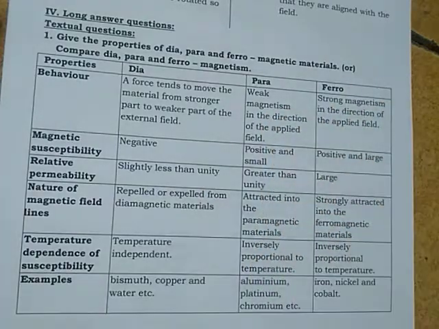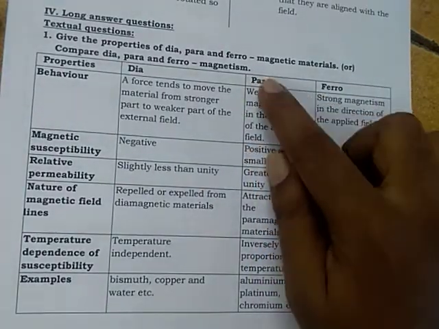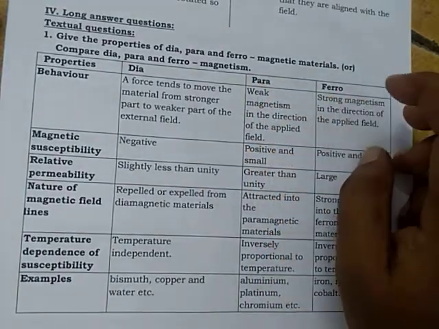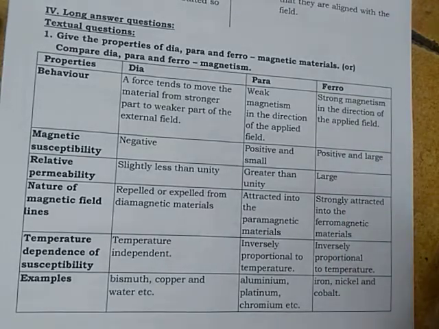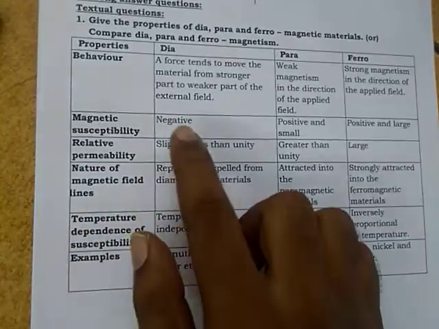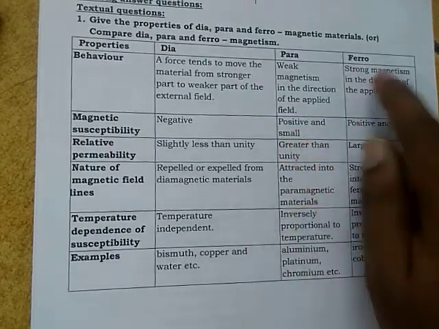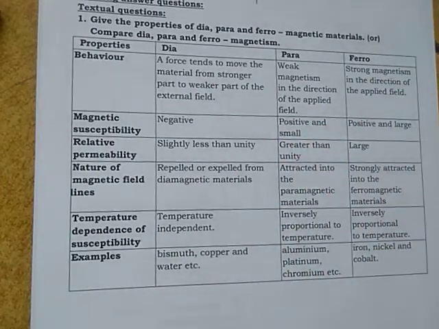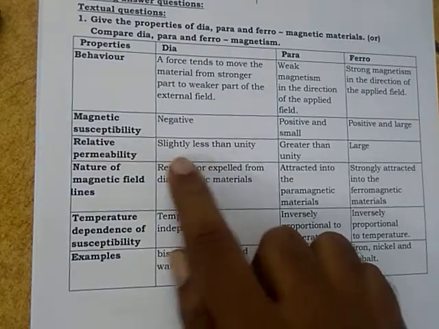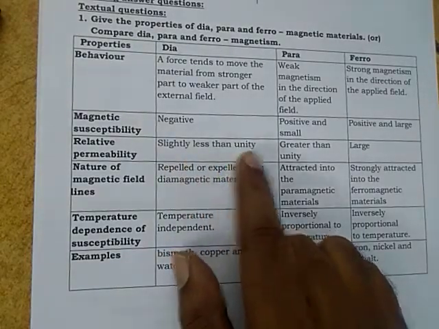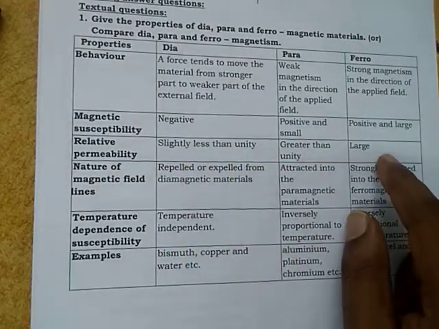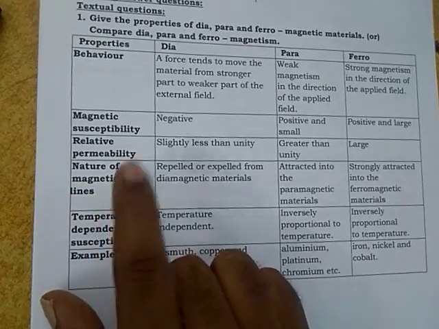That means it will attract with a small force, but a ferromagnetic material will attract strongly. Then magnetic susceptibility: diamagnetic has a negative value, paramagnetic has a small positive value, and ferromagnetic is positive and large. Then relative permeability: for diamagnetic it is slightly less than unity, for paramagnetic it is slightly greater than 1, and for ferromagnetic it is large. Then the nature of the magnetic field lines.